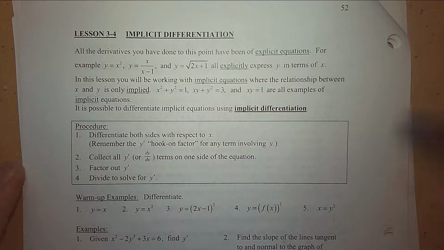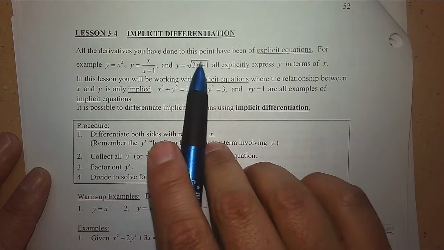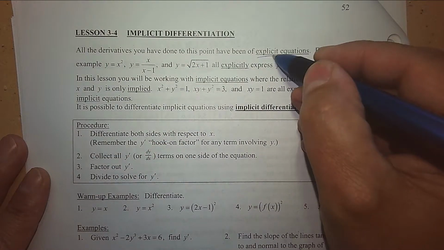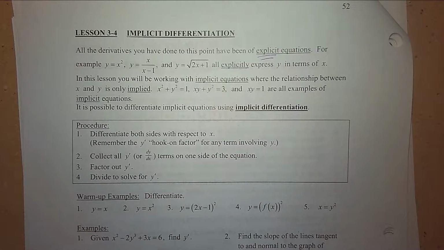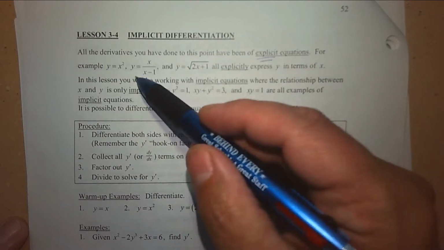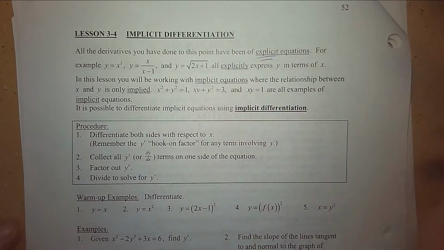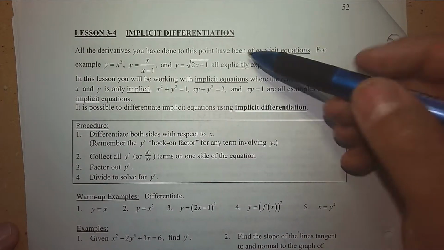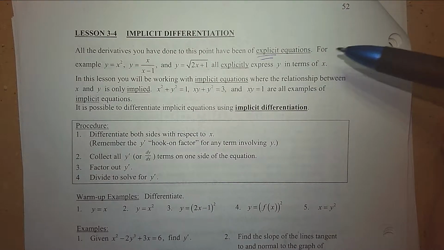So, all derivatives you have done to this point have been explicit equations. That means directly, y is on one side and everything else is on the other. Explicit. What does y equal? It's there, right? It's direct. Y equals this. For example, y equals x squared. Y equals x over that. All of that explicitly expresses y in terms of x.